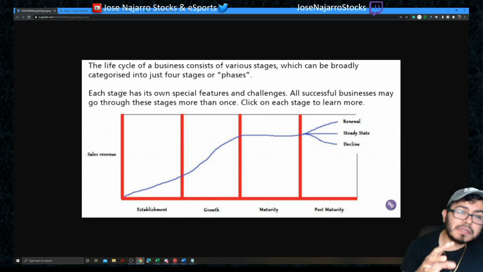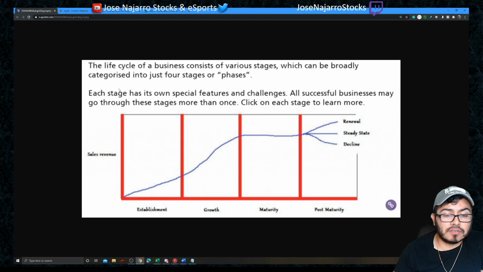So pretty much a business has the following cycles. It has the establishment cycle, and this is when things are starting up and they're getting ready. And you can see the growth is pretty linear. At some point, that linear growth starts to increase more exponentially. This is the growth stage.